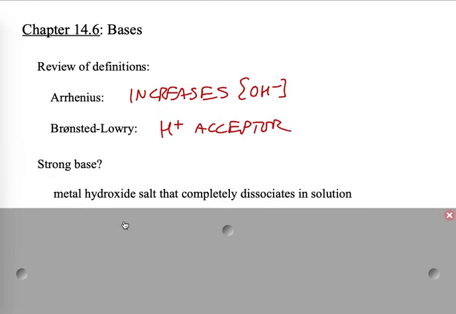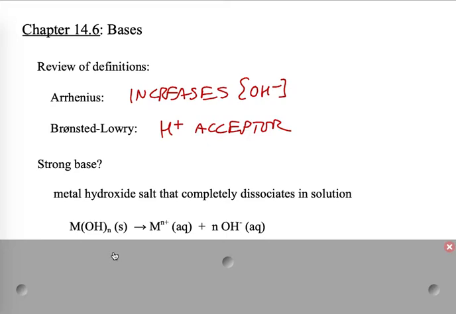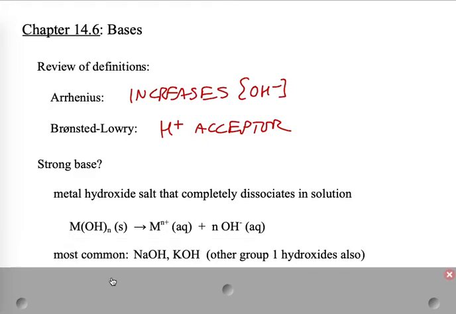What are strong bases? Well, a strong base is a metal hydroxide salt that, when it dissolves in solution, completely dissociates. And here is an example of an equation that represents a metal hydroxide salt dissociating to form the metal cation and hydroxide anions. The most common strong bases are sodium hydroxide and potassium hydroxide because they are cheap. The other group 1 metal hydroxides are also considered strong bases, but they are less common.